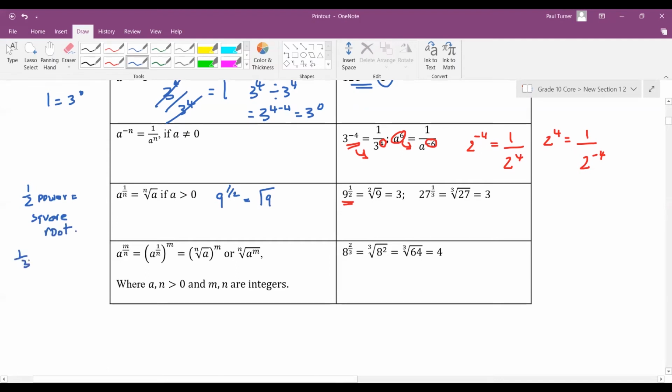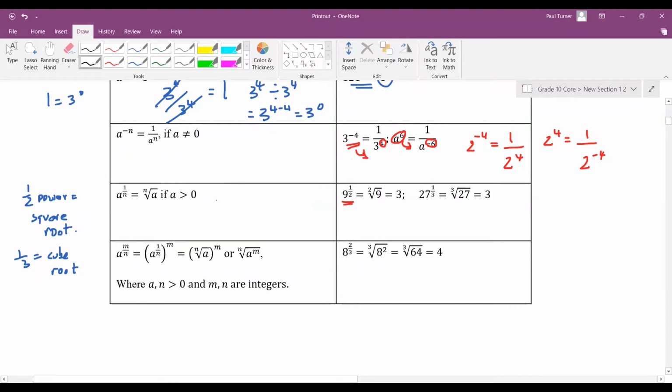And a third power would be cube root, like that. A quarter power would be a quarter root, okay, a quartic root, I guess. How do we show that? I didn't write that down in my notes.